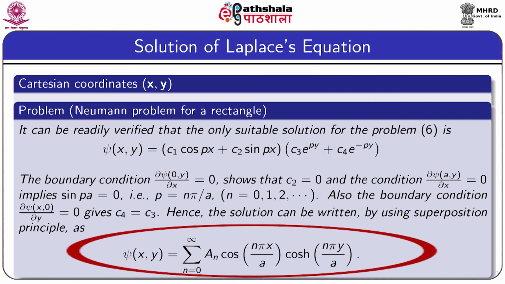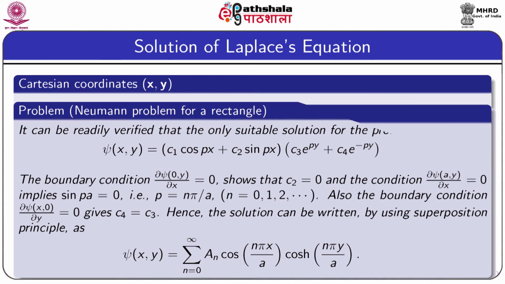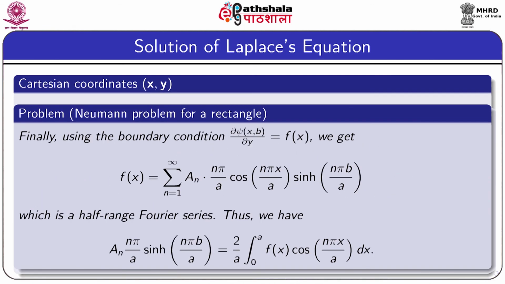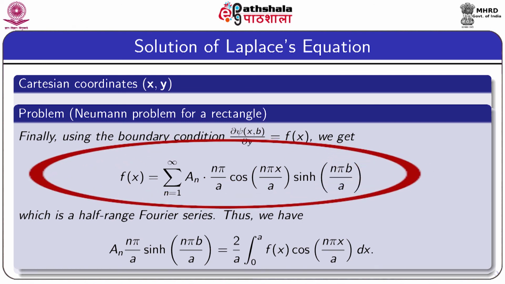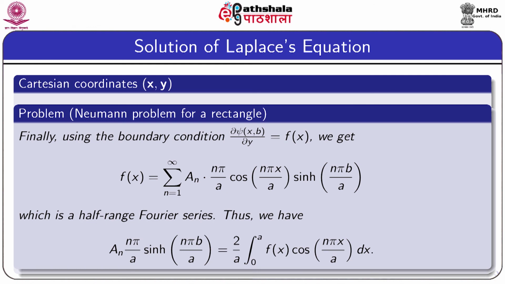of A_n cos(n pi x by a) cosh(n pi y by a). Now, the only boundary condition we need to apply is del psi by del y at (x, b) equals f(x). So, satisfying this condition, we get f(x) equals sum over n of A_n n pi by a cos(n pi x by a) sinh(n pi b by a), and this is nothing but a Fourier cosine series.